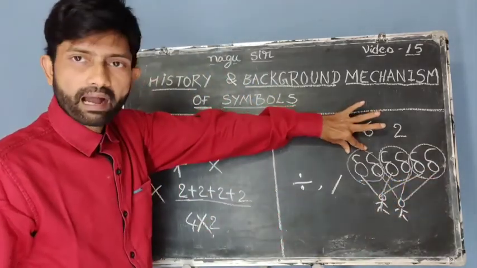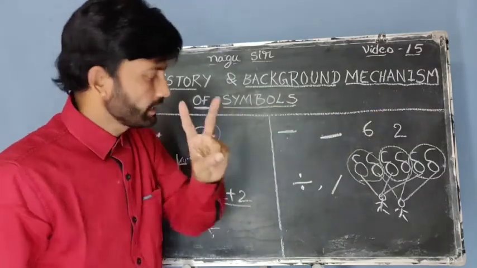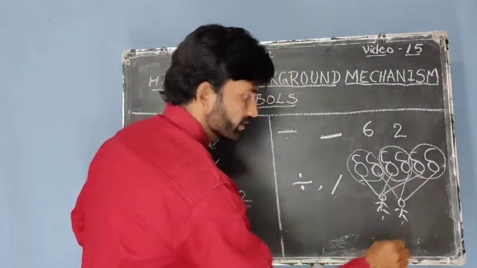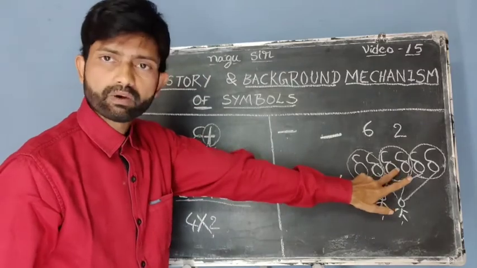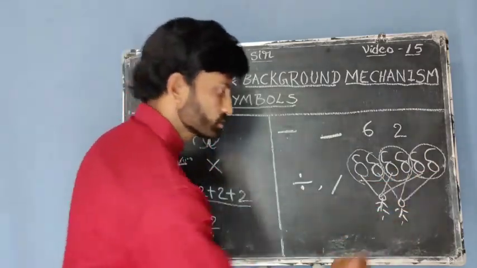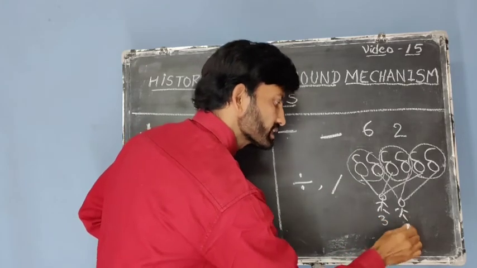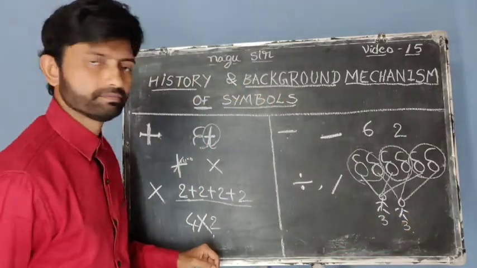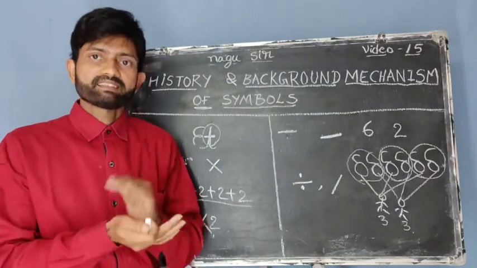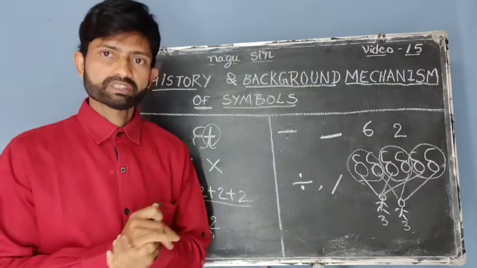In the first step, I have 2 mangoes, and here he got 1 and he got 1. Here also 1, 1, and here also 1, 1. So totally the first person got 3 mangoes and the second person got 3 mangoes. That is the actual process.